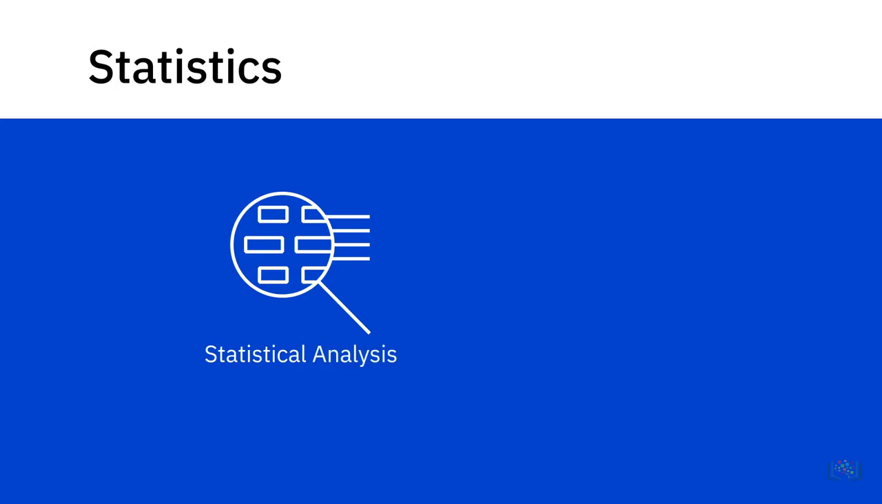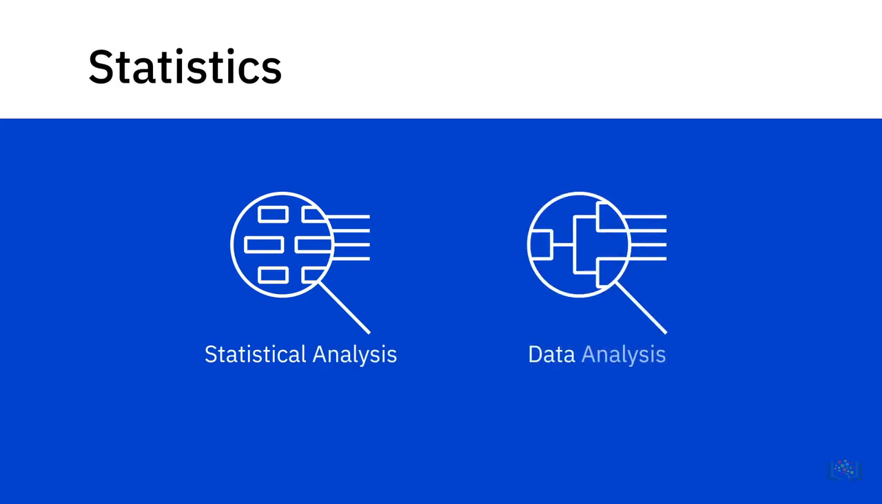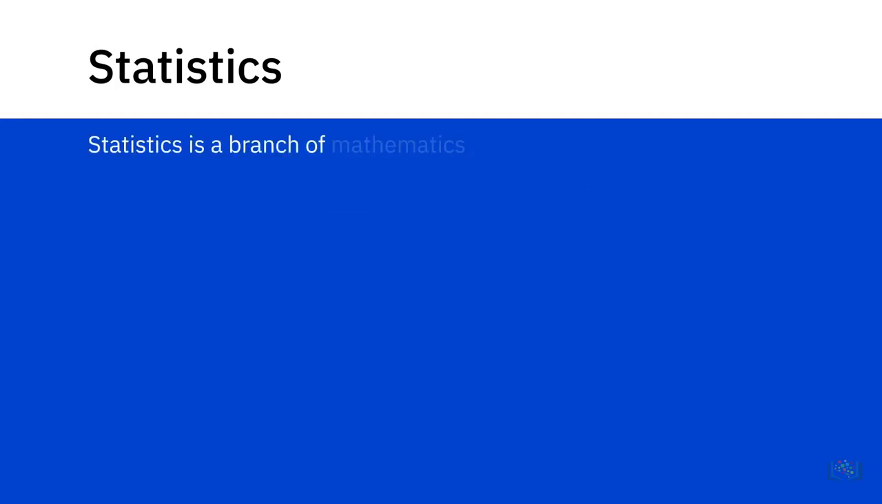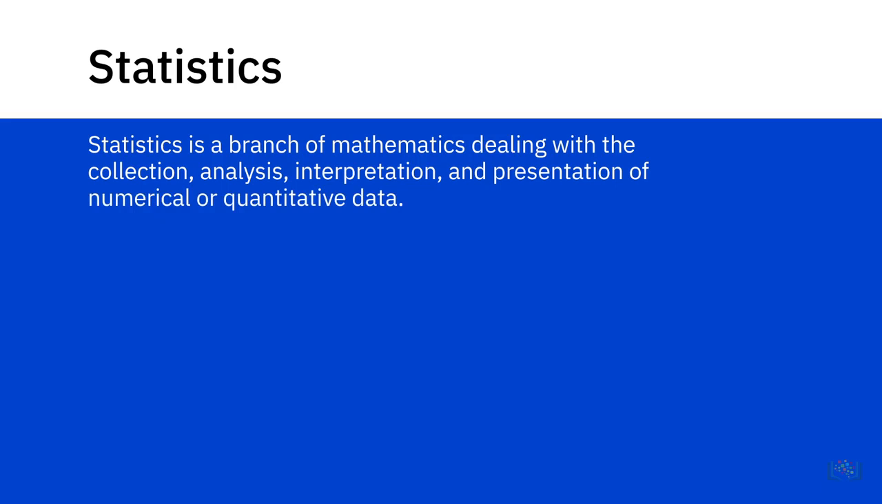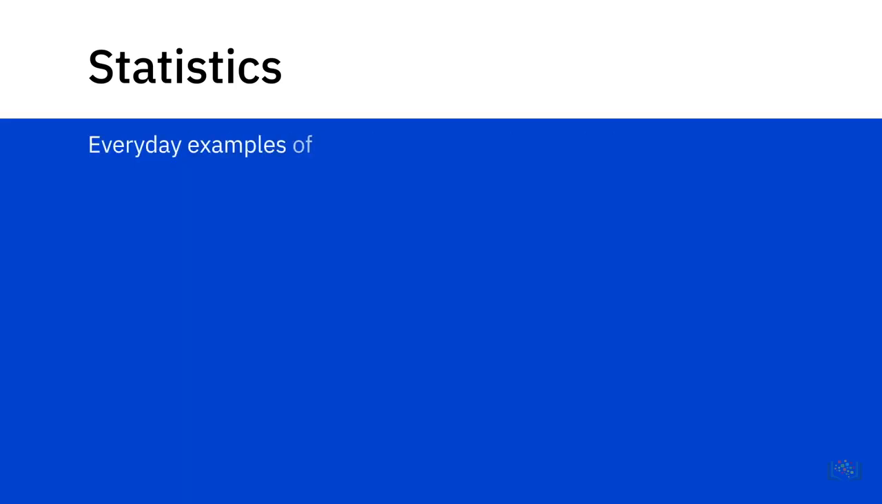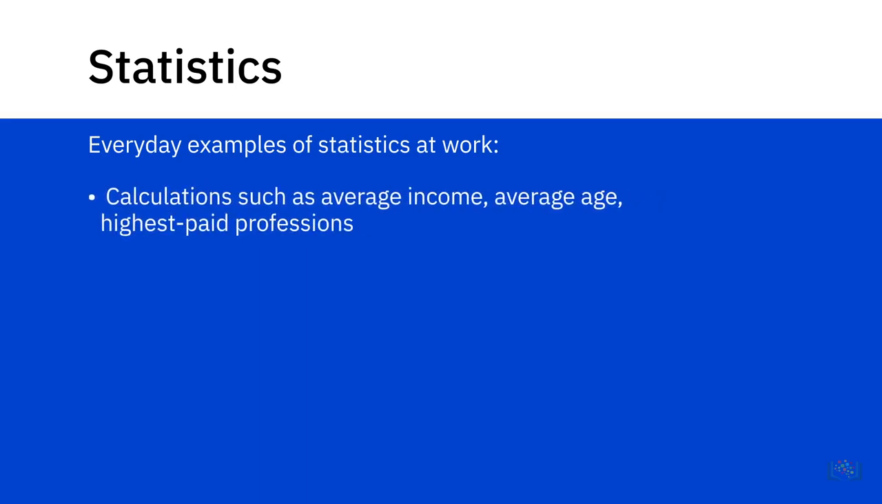To understand statistical analysis, its relation to data analysis, and specifically data mining, let's first examine what statistics is. Statistics is a branch of mathematics dealing with the collection, analysis, interpretation, and presentation of numerical or quantitative data. It's all around us in our day-to-day lives, whether we're talking about average income, average age, or highest paid professions. It's all statistics. Today, statistics is being applied across industries for decision-making based on data.